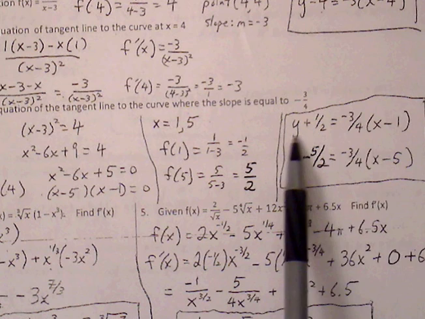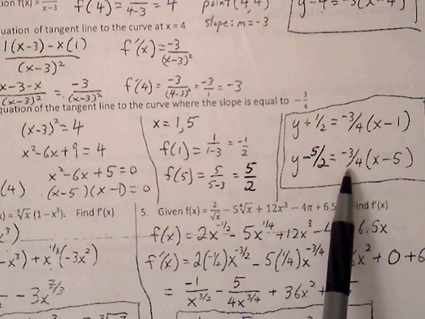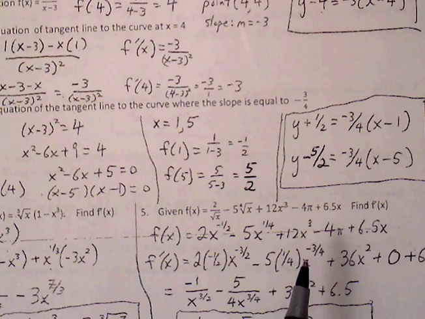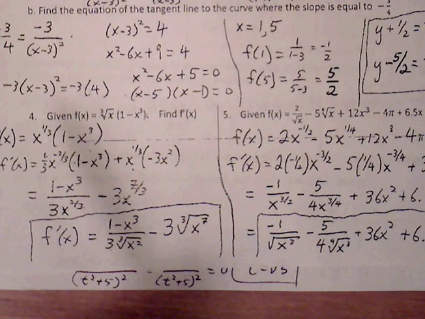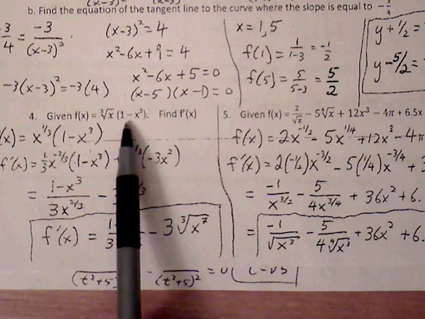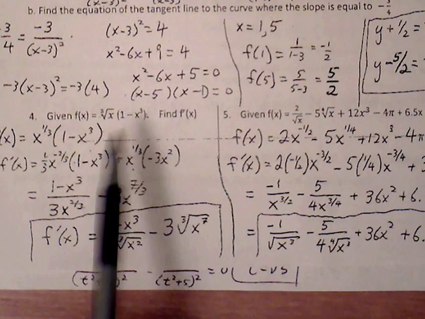Okay, y plus 1/2 equals negative 3/4 times x minus 1. And then y minus 5/2 is equal to negative 3/4 times x minus 5. Okay, number 4. Given the cube root of x times 1 minus x cubed, find f prime. So here we want to find the derivative.